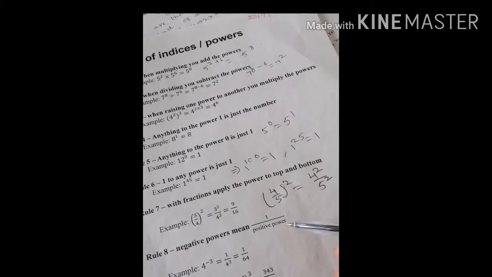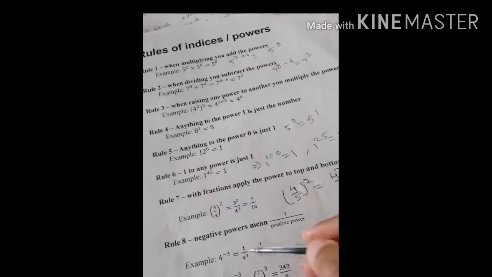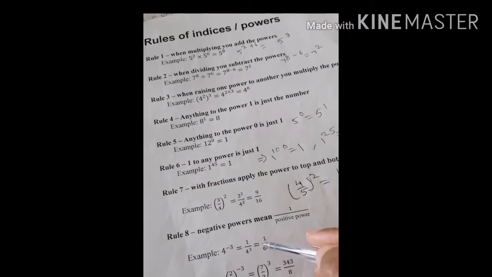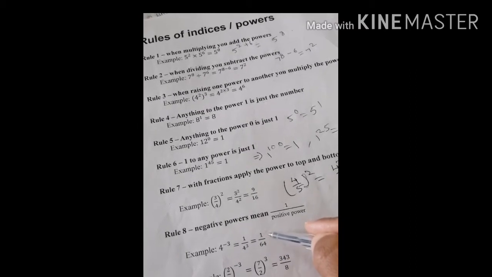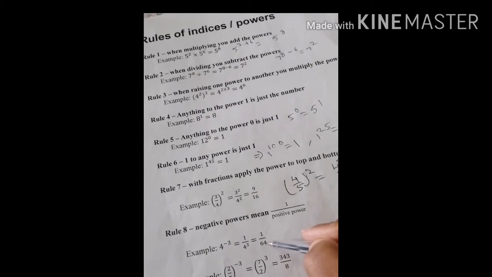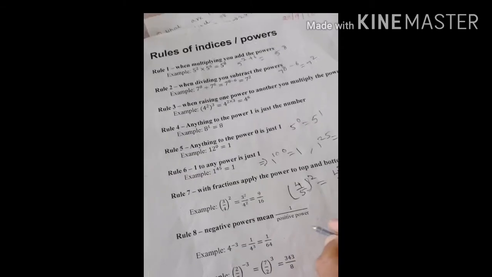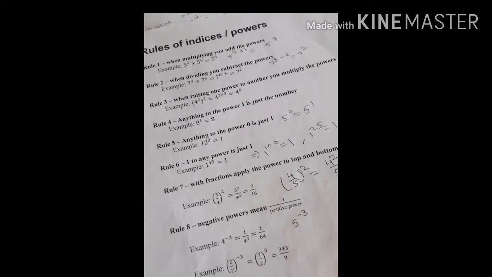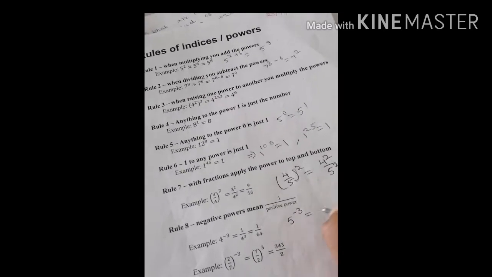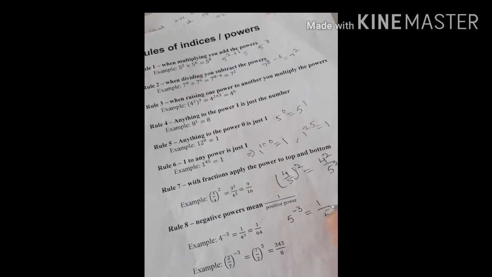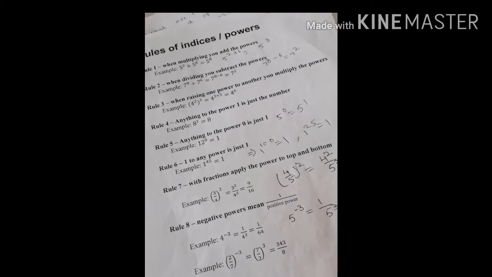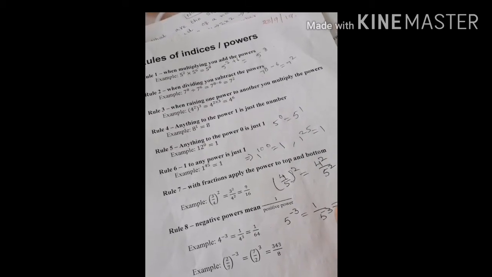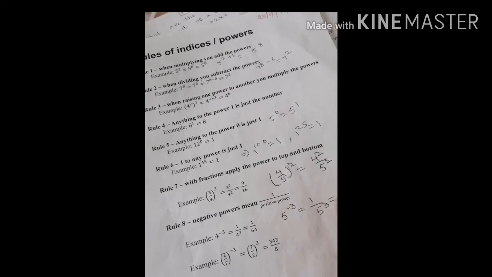Negative powers mean 1 divided by the positive power. 4 to the power of minus 3 equals 1 divided by 4 cubed. That means 1 divided by 64. If you see 5 to the power minus 3, it is 1 over 5 cubed, which equals 1 over 125.